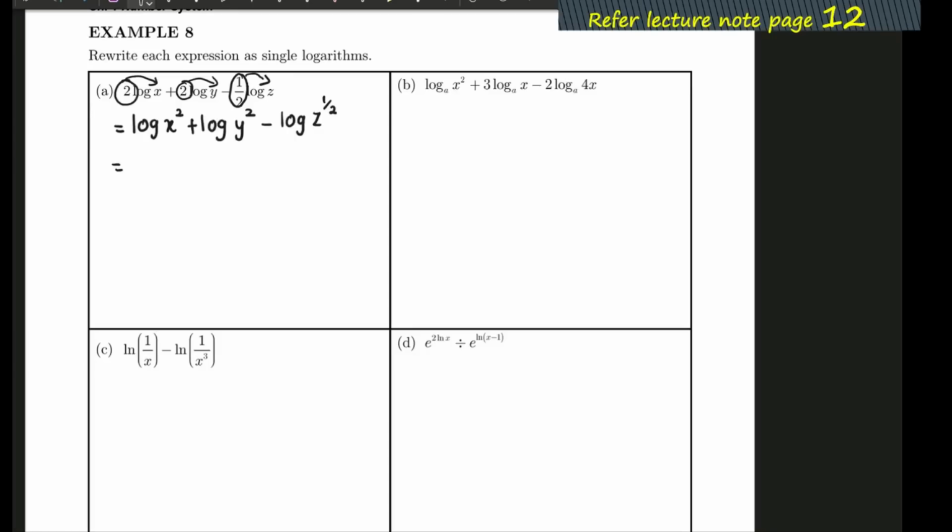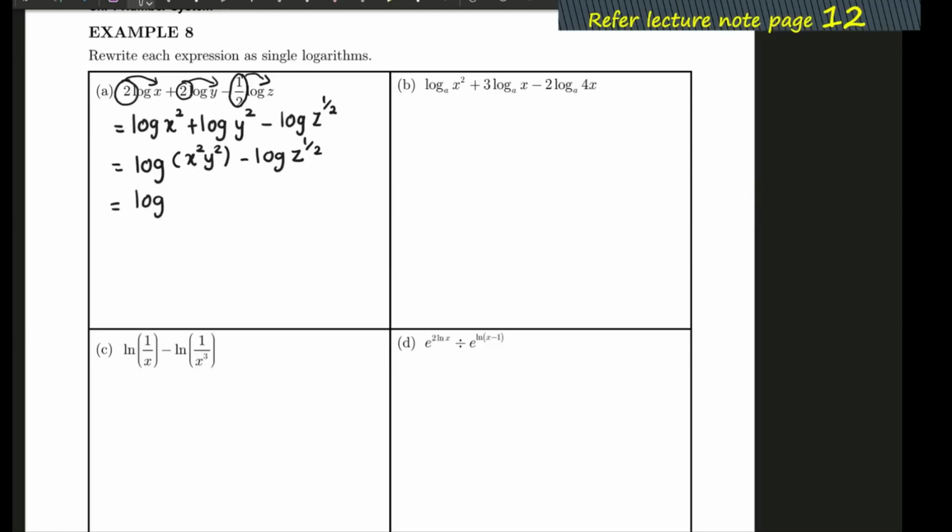Obviously, product will become sum, and the sum here will become product, and the minus here will go down below, meaning it will become the denominator. So here, log, these two will become x square y square. If you cannot solve directly, it's okay, do it one by one. Don't worry.